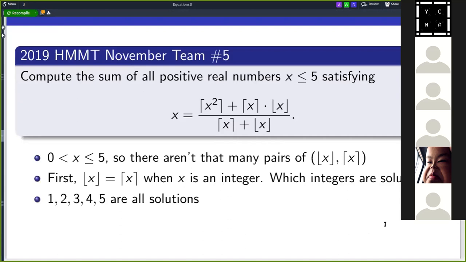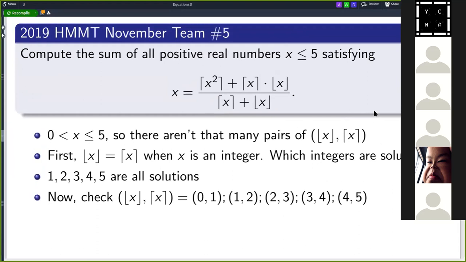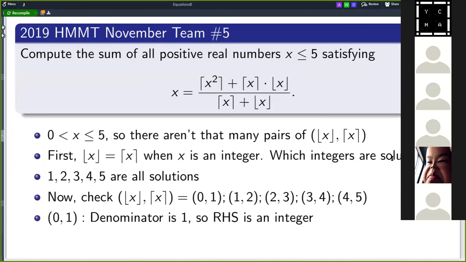So now what remains to be checked is when floor of x comma ceiling of x is equal to 0, 1, 1, 2, 2, 3, 3, 4, or 4, 5. So let's just go in order. What happens when it's 0, 1? Remember that since we already dealt with the integer case, now we're assuming that x is always non-integer. Yeah, there's no solutions. So what we get is that the denominator is 1, which means that the right-hand side always has to be an integer. But we don't want the right-hand side to be an integer. So no solutions.